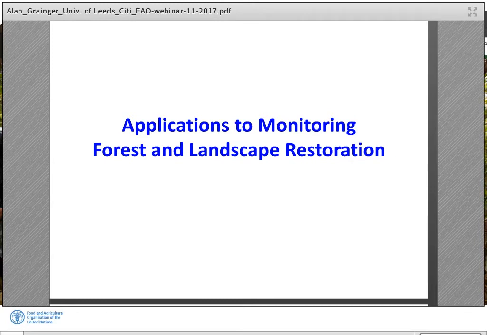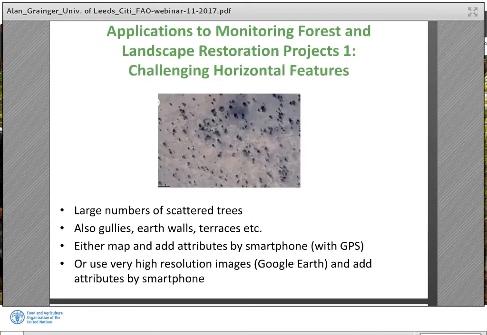Citizen observatories can complement remote sensing methods in monitoring forest and landscape restoration projects, since they're better at monitoring certain subjects. These include subjects with challenging horizontal features. For example, large numbers of scattered individual trees in dry areas rather than trees bunched together in closed canopy forests in wetter areas. Species of trees can be identified and mapped by people, aided by reference keys in smartphone software.